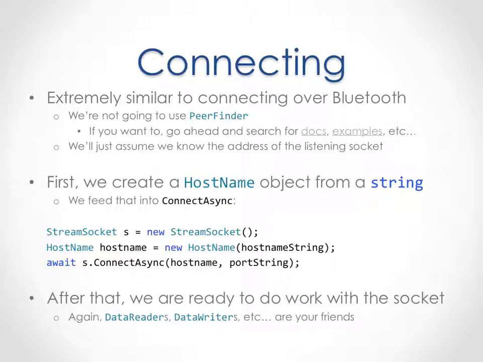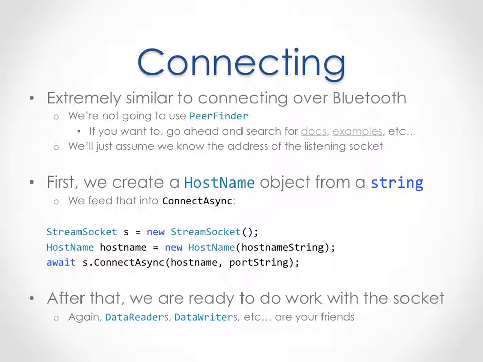Everybody understand why you might want to use this PeerFinder class, because we're not going to actually do it today. We're going to have to manually enter in the IP addresses, because that's simpler. When I say manually type in the IP addresses, I mean right here when we construct this HostName object, we'll pass in this thing called hostname string. Creating this HostName object allows us to call ConnectAsync, which we pass a port and this HostName object. And then that connects our stream socket, and we're ready to do work.